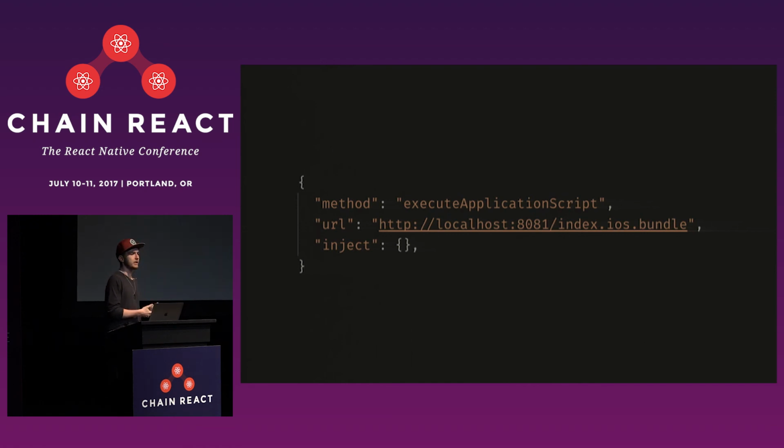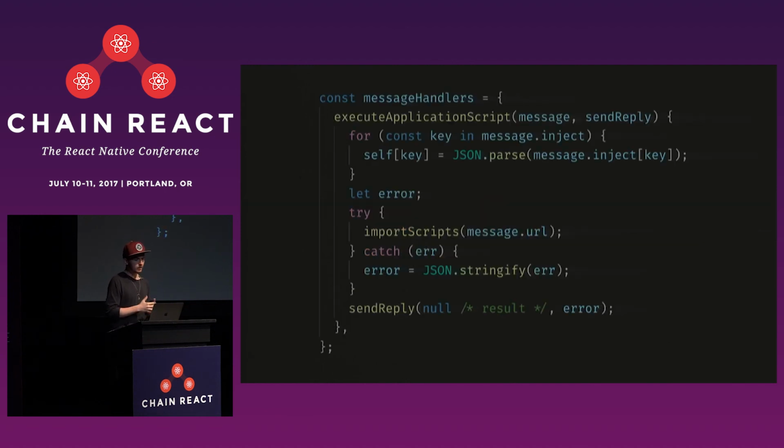The rest of the keys varies on a handler basis. In this case, this is the first payload that's ever called for the WebSocket connection, and it's to execute application script. It's a so-called special handler because it's hard-coded in the debugger. What it does is it takes everything that's inside inject, parses it, and then puts it on a global object so that you can access it globally later.